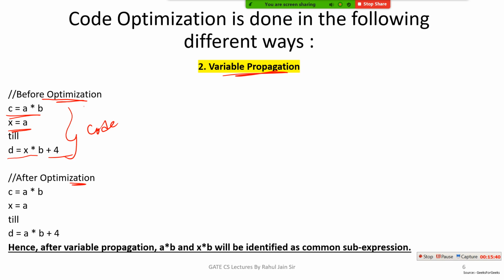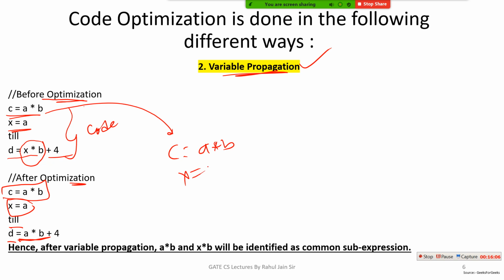After applying variable propagation, how will our code look? c equals a into b will be the same, and x equals a is again the same, till d equals. In place of x into b, we write a into b, because if you see, c equals a into b is the first one, and then x equals a is given, and then d equals x multiplied by b plus 4 is given. This is our code before optimization.